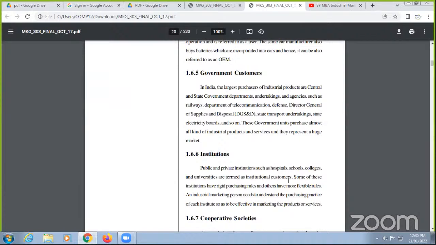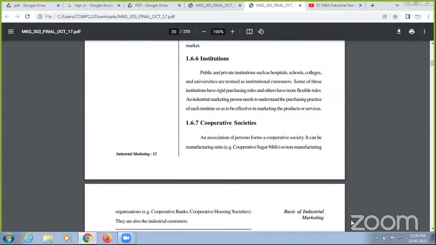Next, government customers. In India, the largest purchasers of industrial products are central and state government departments, undertakings, and agencies such as the railways, department of telecommunication, defense, directorate general of supplies and disposals, the state transport undertakings, state electricity boards, and so on. Institutions: public and private institutions such as hospitals, schools, colleges, and universities are termed as institutional customers. Cooperative societies are an association of persons. They can be manufacturing units, cooperative sugar mills, or non-manufacturing.